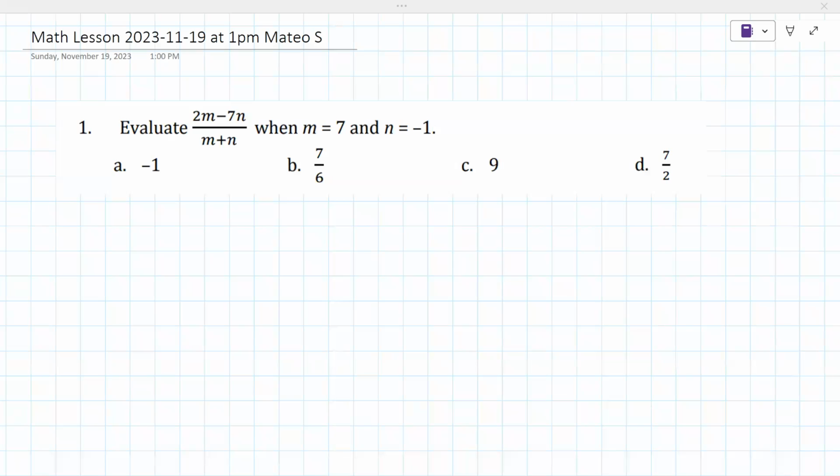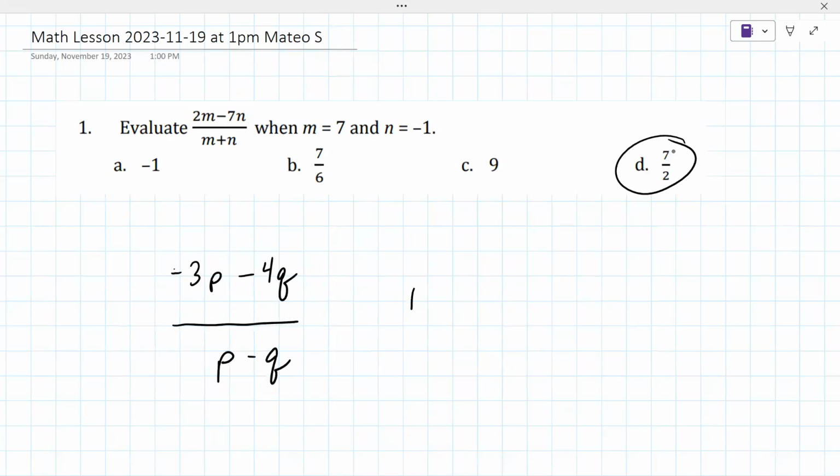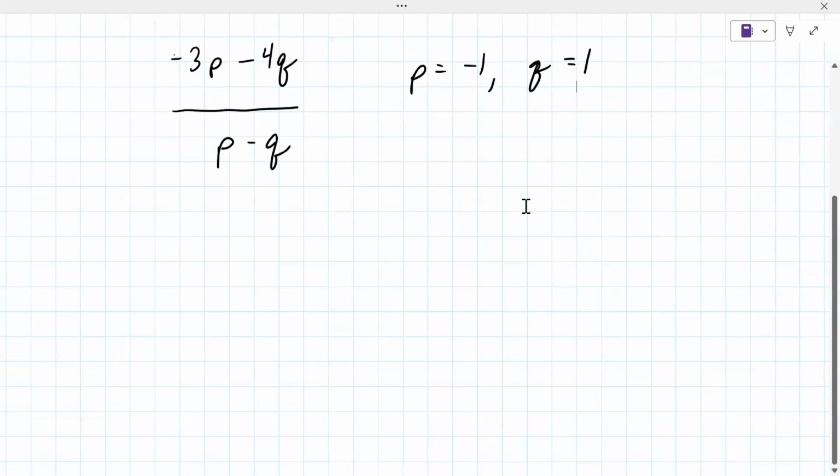I have D as my answer. It is D. Very good. Okay. Let's try to make one a little bit harder for you. Let's say it's 3p minus 4q over p minus q, where p is -1 and q is 1. This is a free response type of question that you could see, not multiple choice.